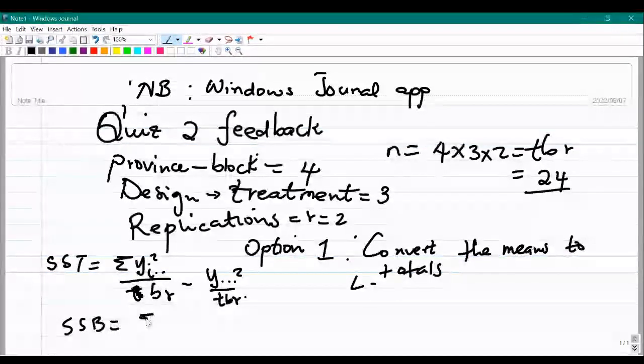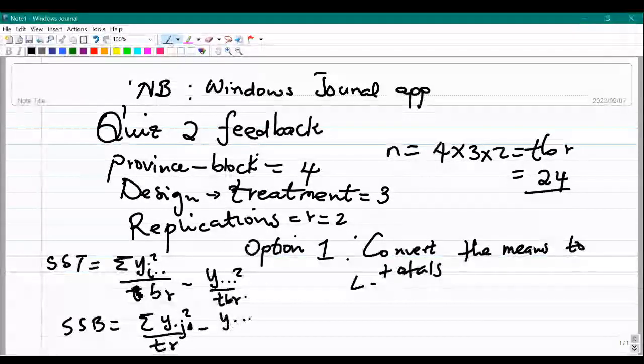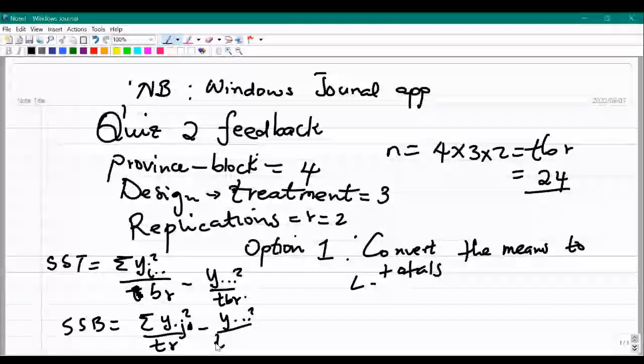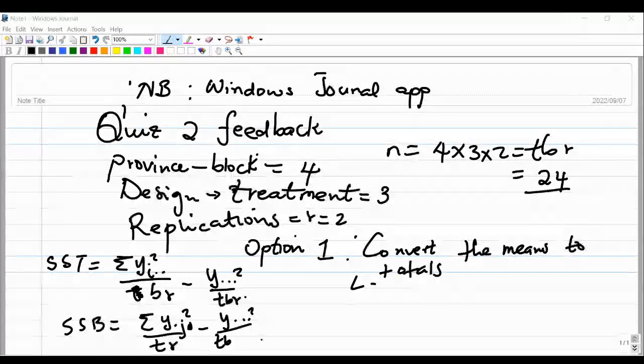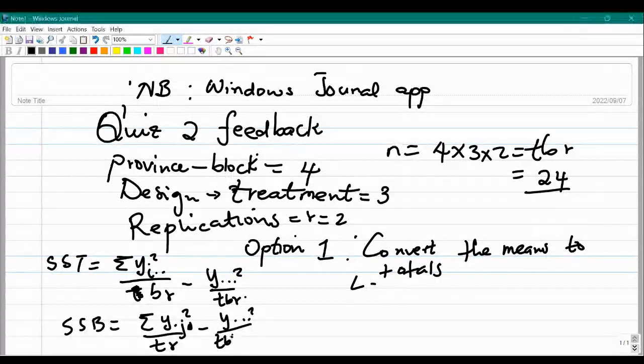SSB, same procedure, as long as now those values are totals, or you can also use this other one, divided by TR minus y dot squared divided by TBR. You know these things, guys. It's not something new. Sorry, there's an R missing here.